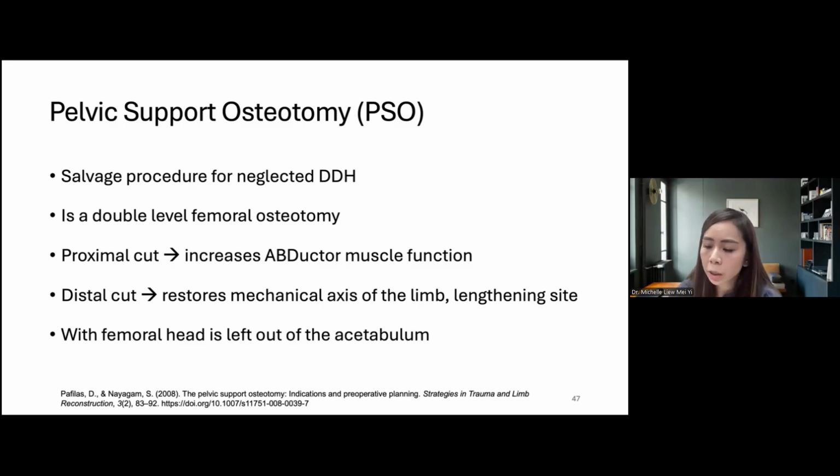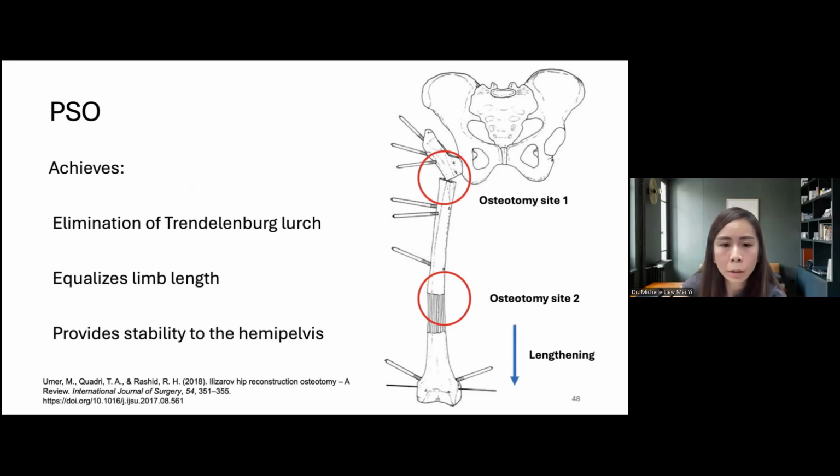So take note that the femoral head is actually left out of the acetabulum. As you can appreciate from this image here, the femoral head is left out of the acetabulum. You don't try to reduce it back to the acetabulum. And then two osteotomy sites are made along the femur to manipulate.